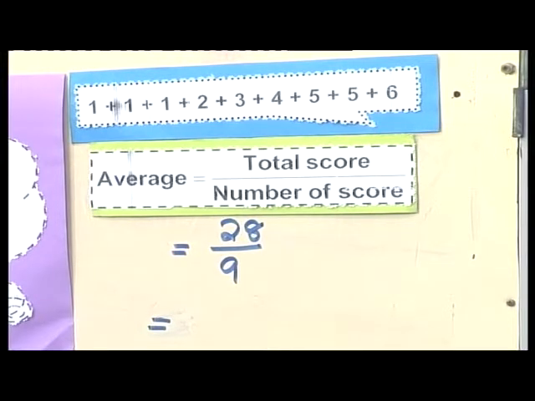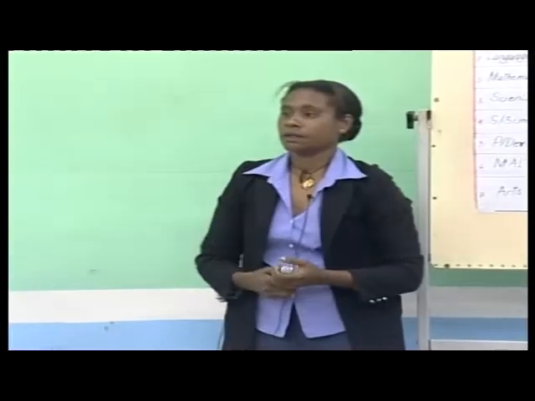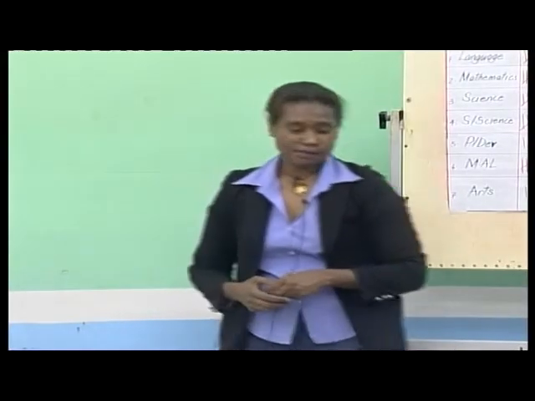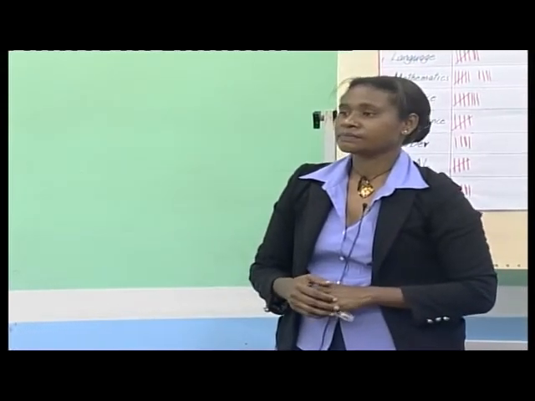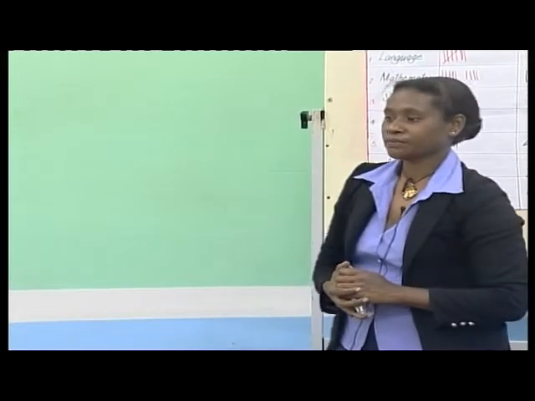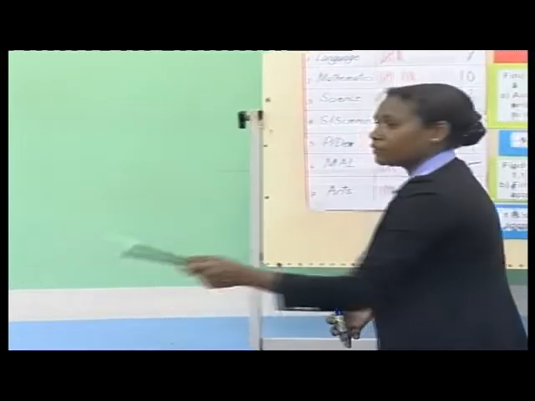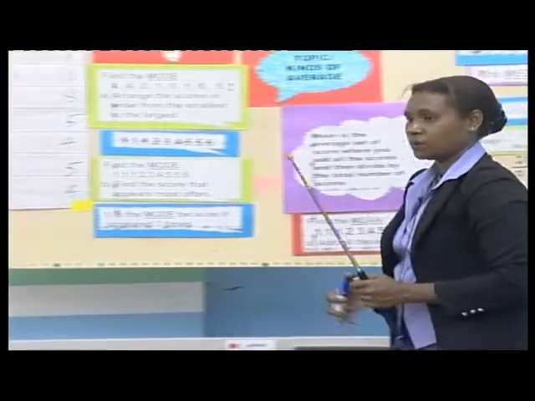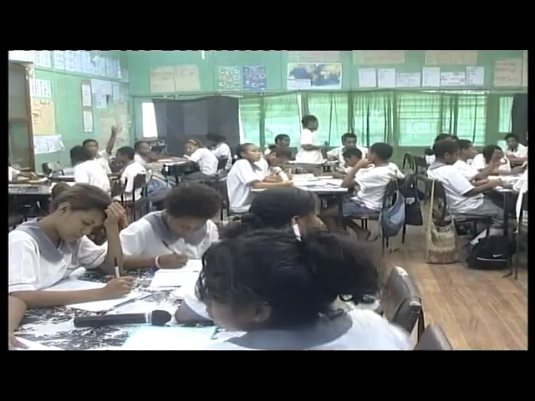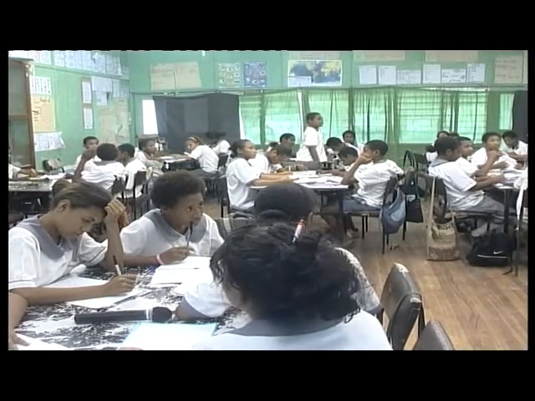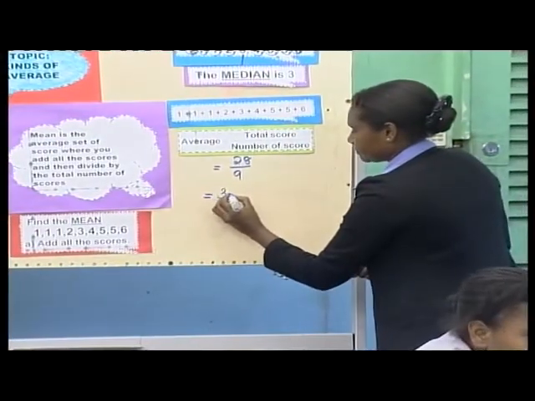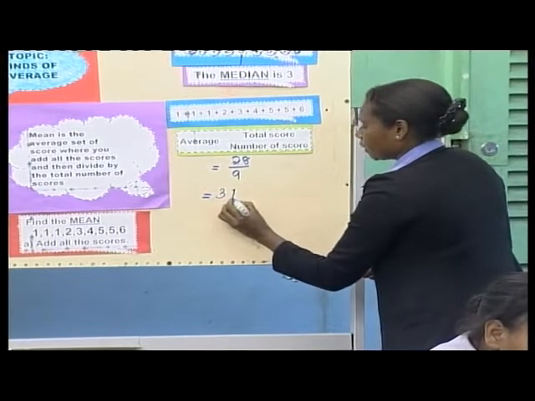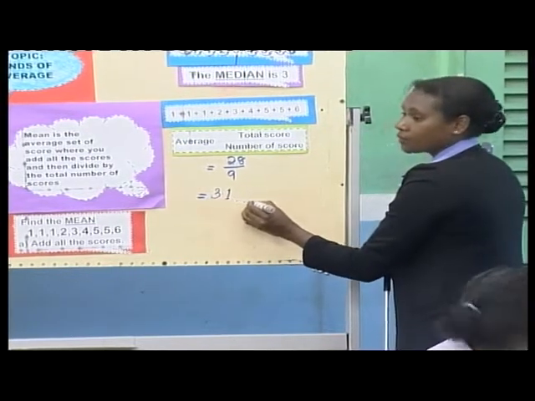Have you come up with an answer? Same in your group? Have you come up with an answer? Okay, Junior? What is the mean for these scores? What can be the average number or score? 3.1. Okay, very good. 3.1. And the 1 will continue.